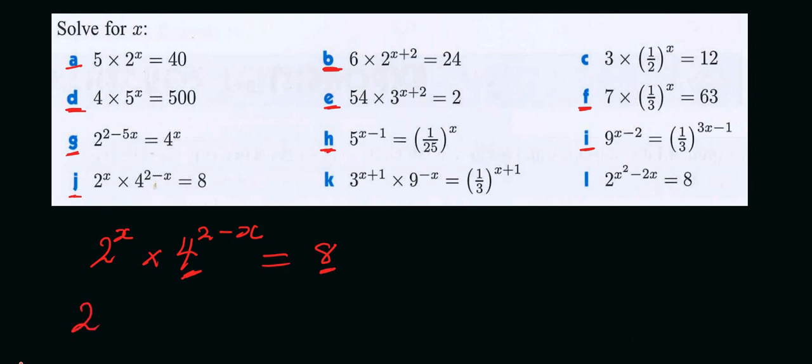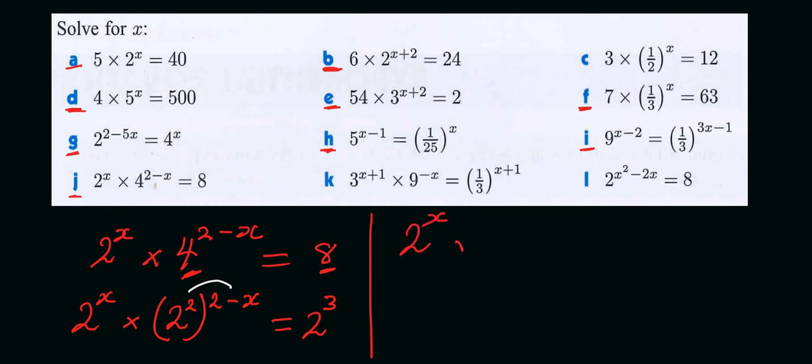So when we do that, we're going to have 2 exponent x times 2 exponent 2. Put this in parentheses because this represents 4, and then the exponent becomes 2 minus x, equal to 2 exponent 3. Okay, good. So at this point, we can now distribute the whole of this. Let's distribute this into this. So we first of all put them in parentheses. So this will become 2 exponent x times 2 to the power of 2, open the parentheses, 2 minus x.